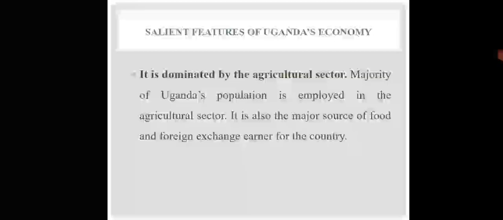And the first feature of Uganda's economy specifically is that it is dominated by the agriculture sector. So when you look at Uganda as an economy, you find that the biggest part of Uganda is actually dominated by the agriculture sector. And the majority of Uganda's population is employed in the agriculture sector. It is also the major source of food and foreign exchange earner for the country. So this sector is the backbone of Uganda, the agriculture sector.